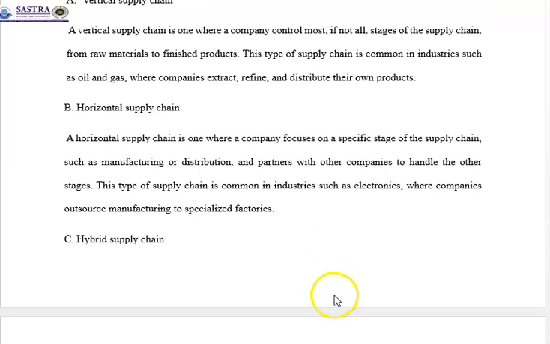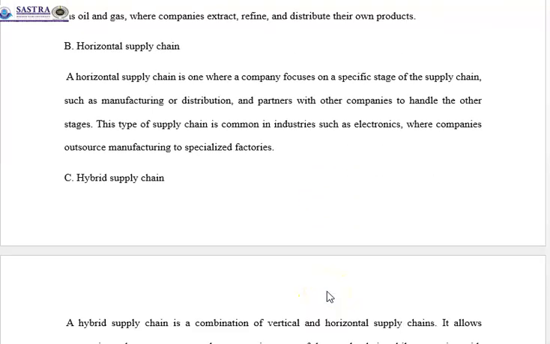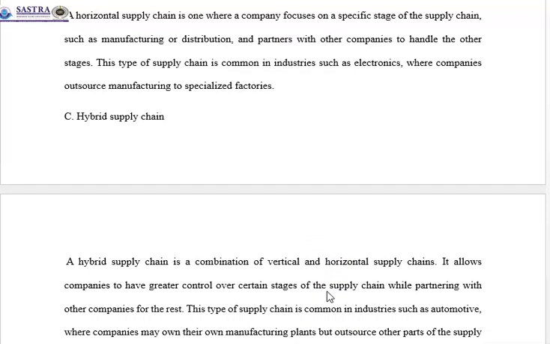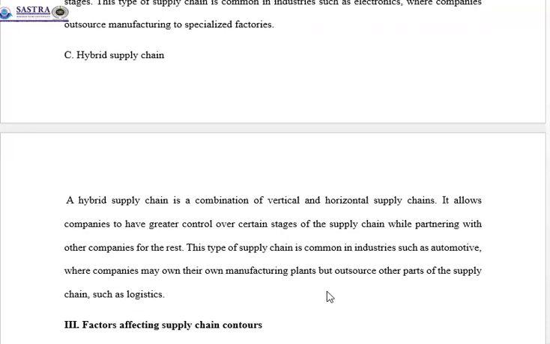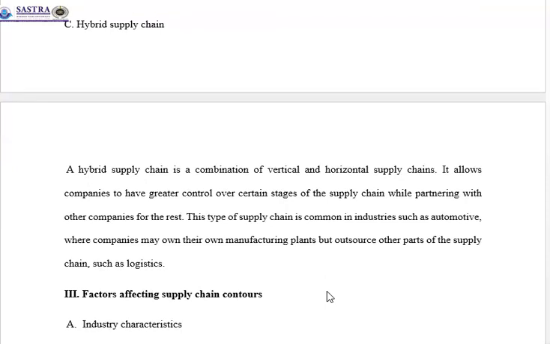The last method is hybrid supply chain contours. A hybrid supply chain is a combination of vertical and horizontal supply chains. It allows companies to have greater control over certain stages of the supply chain while partnering with other companies for the rest. This type of supply chain is common in industries such as automotive, where companies may own their own manufacturing plants but outsource other parts of the supply chain such as logistics.